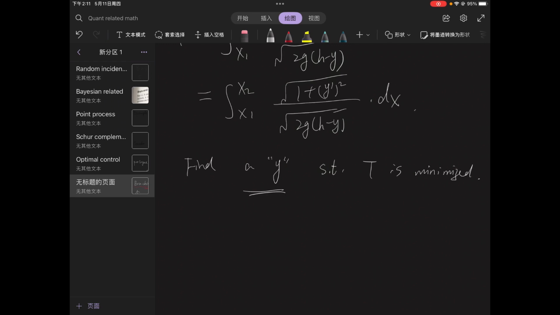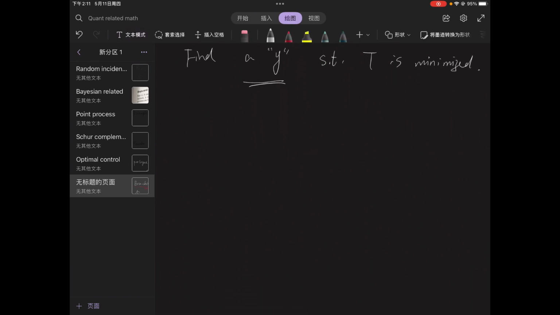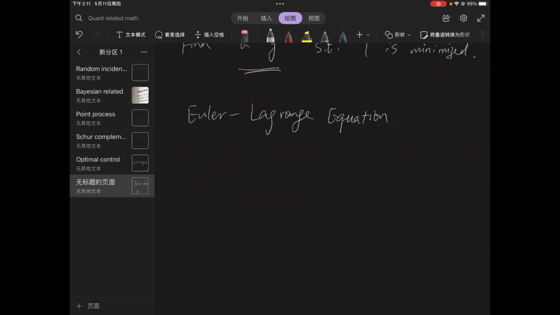I want to find a function to make this integral minimized. What should I do? The next thing is a famous equation. It's called the Cauchy, Euler-Lagrange, sorry, no Cauchy here. It's called the Euler-Lagrange equation. And we will derive it now. Maybe in another video.